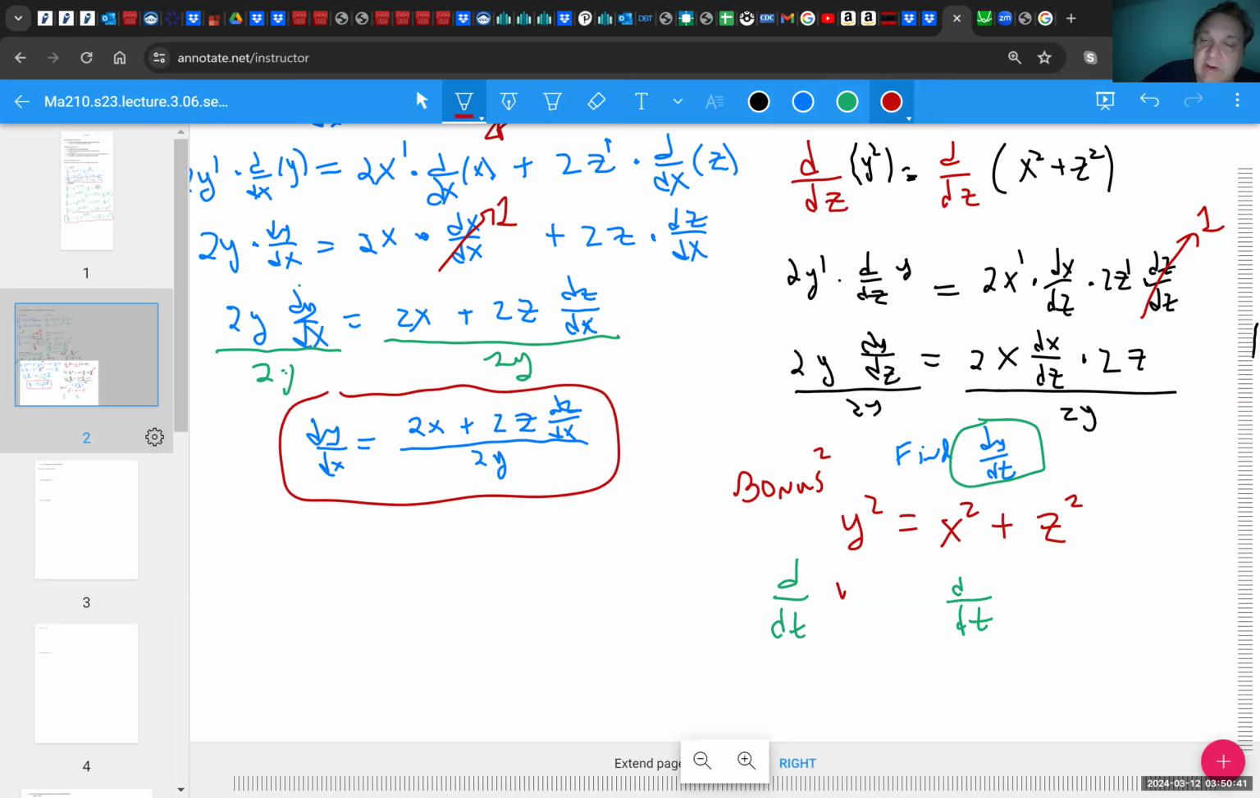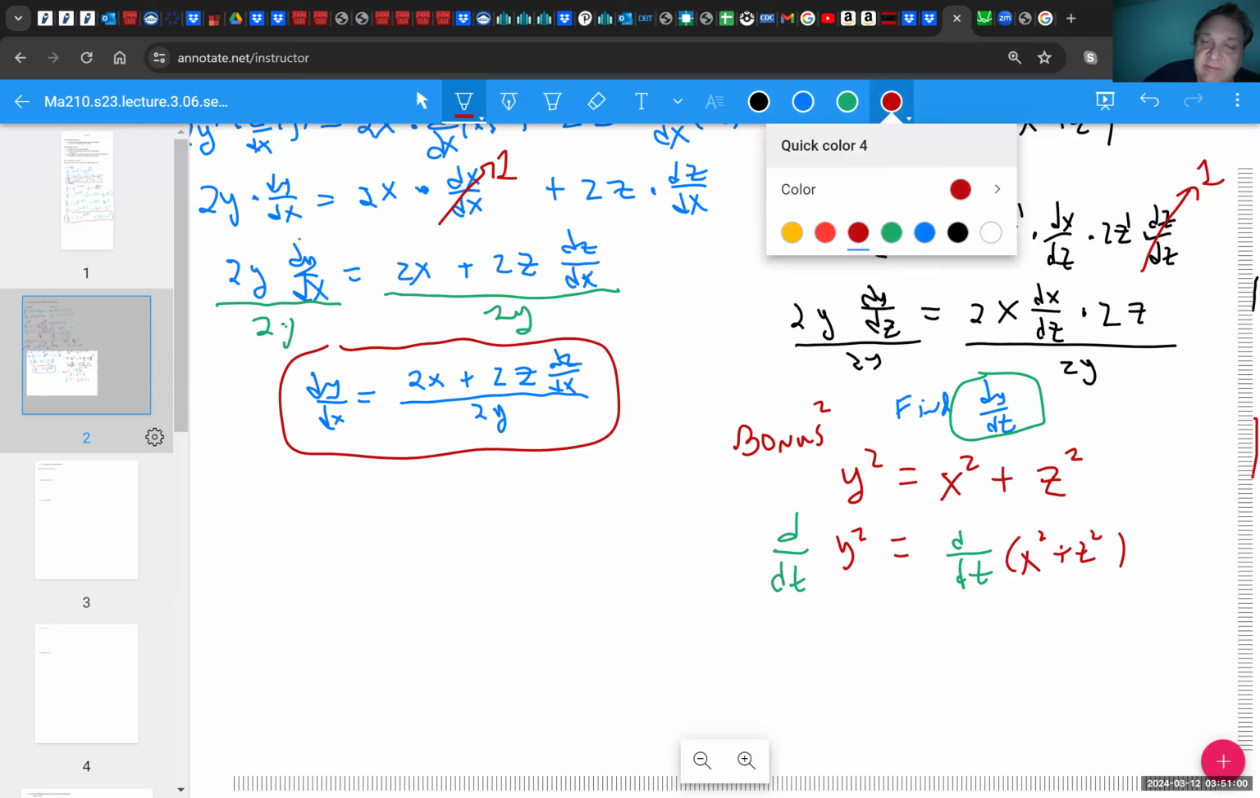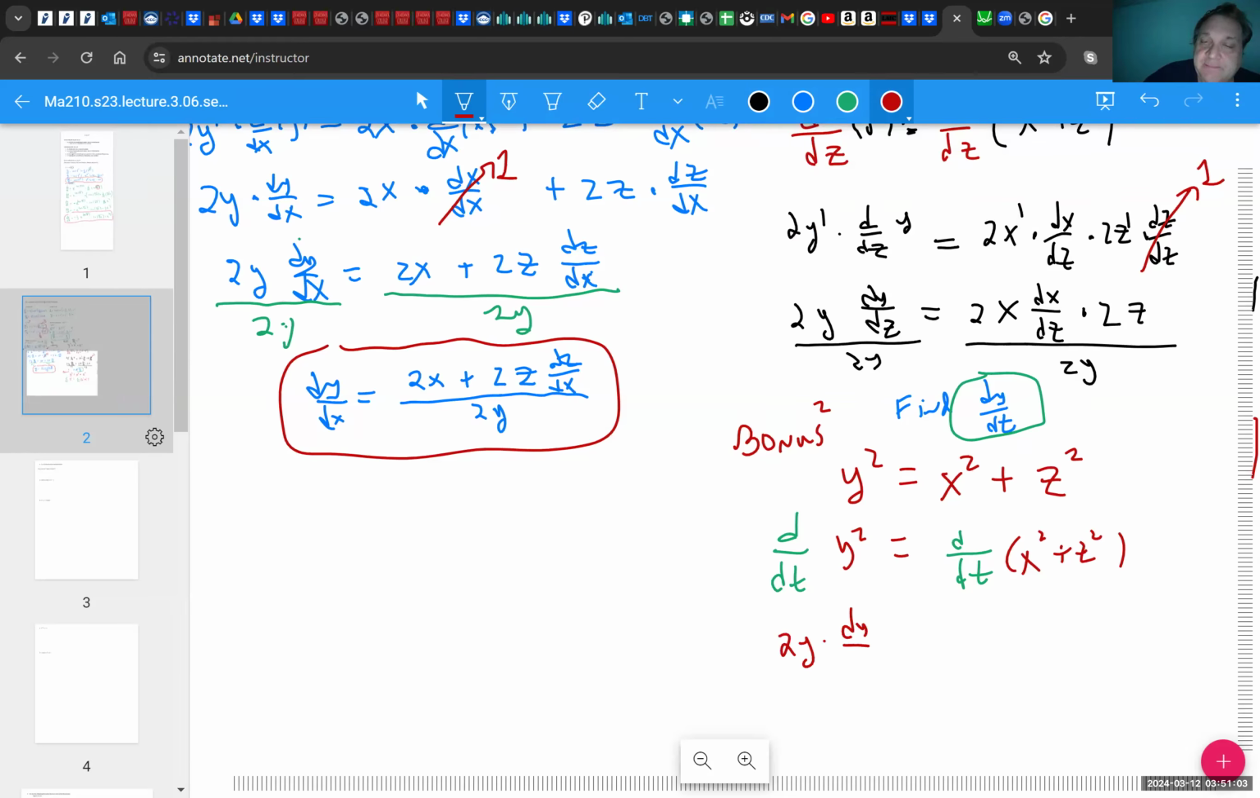And on the left-hand side, we got a y squared. On the right-hand side, we have x squared plus z squared. Our process is going to be the same. We're going to differentiate, multiply by the chain rule every single time. Sometimes maybe the chain rule part goes away or simplifies. Sometimes it doesn't. The derivative of y squared is going to be 2y times the derivative of y. The derivative of x squared is going to be 2x times the derivative of x. Notice I have a dt in the bottom because that's our input variable. And the derivative of z squared is 2z times the derivative of that variable.